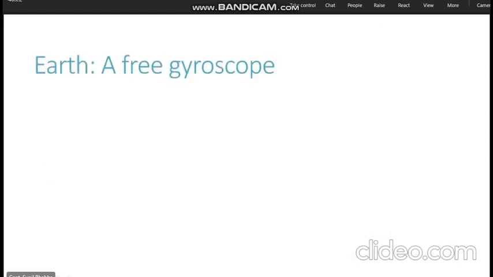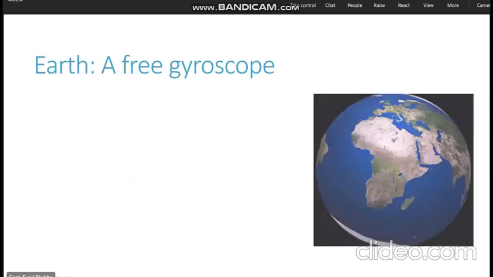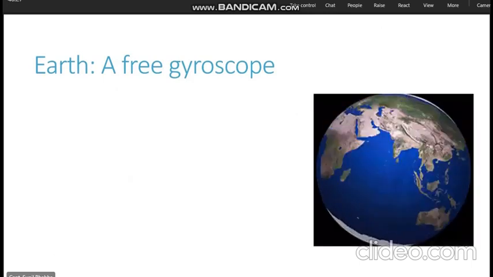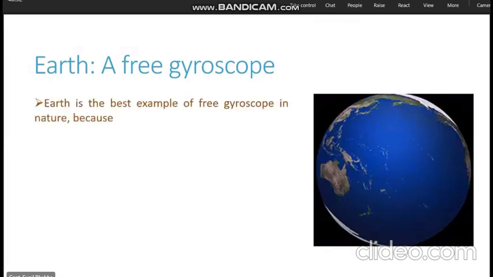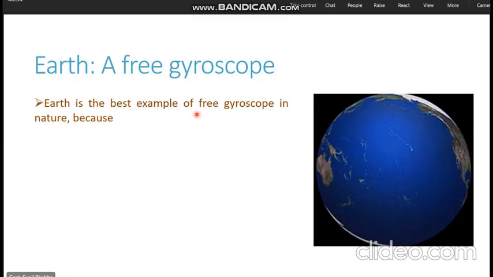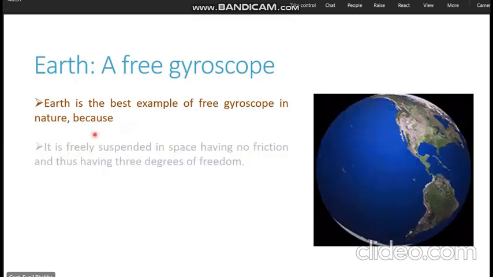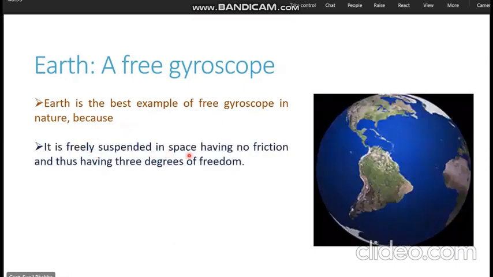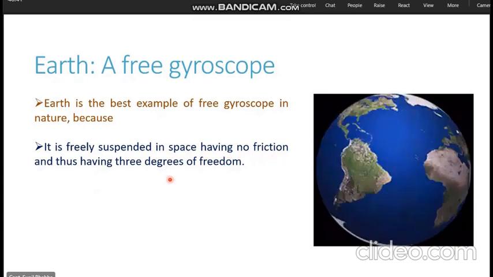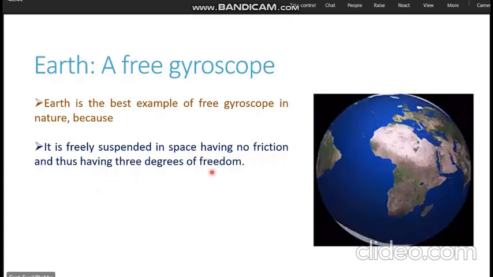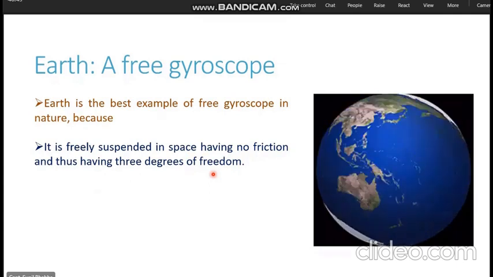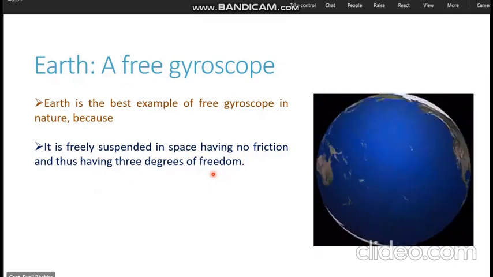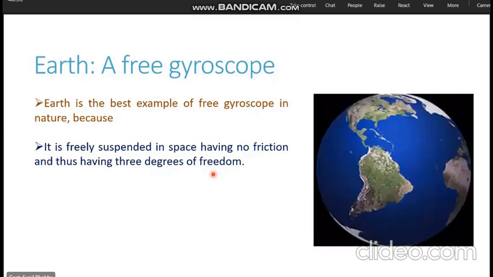Now, having understood a free gyroscope, we can appreciate the fact that the best example of a free gyroscope in nature is the Earth itself. Earth is the best example of a free gyroscope in nature because it is freely suspended in space having no friction, thus having all the 3 degrees of freedom. There is nothing which is restricting the Earth to change the direction of its axis. So it has all the 3 degrees of freedom and can move as it likes.